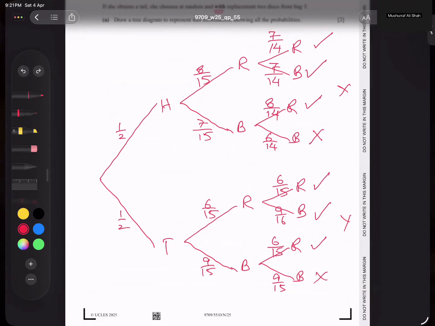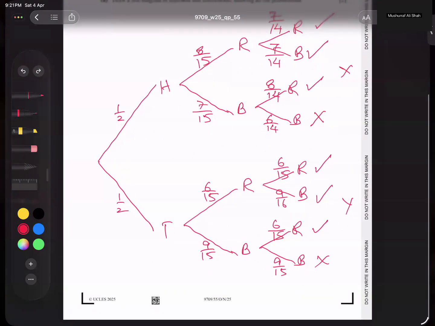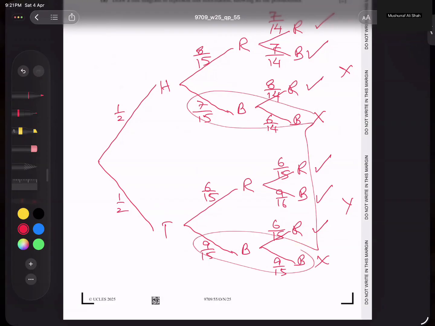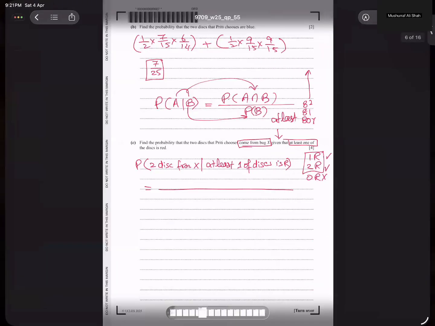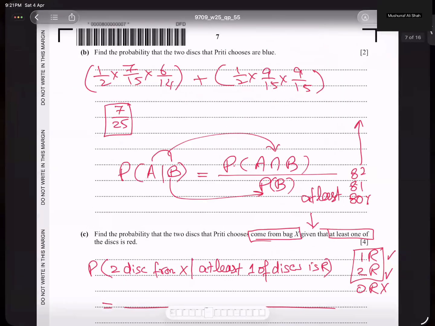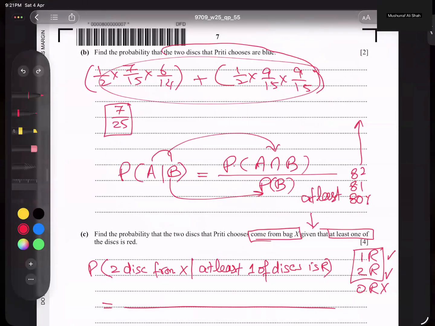Because I think the idea is clear, let's move on. These two branches, I think we already have available from the previous part. Because two blue, we have already available. Go check in the first part. If you check the first part, we already have two discs are blue.